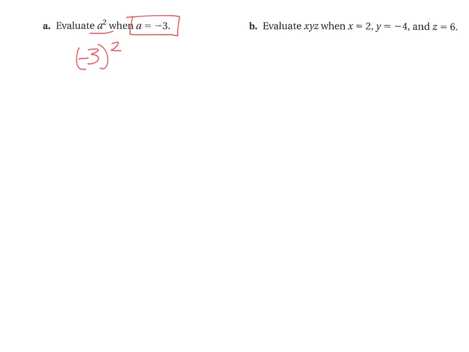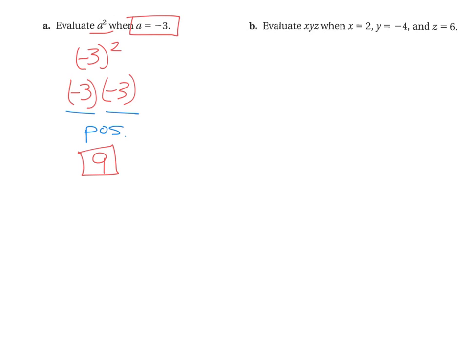So now I have negative 3 to the second power, and I can rewrite that, knowing what an exponent is. Negative 3 to the second power means negative 3 times negative 3. Now I can do my multiplication. I have a negative times a negative, so I know my answer is going to be positive. And 3 times 3 gives me 9, so my answer is positive 9.